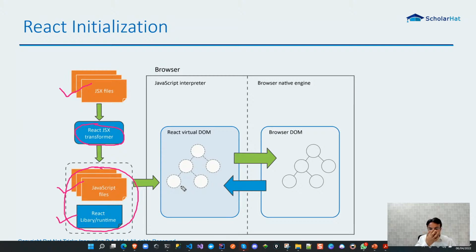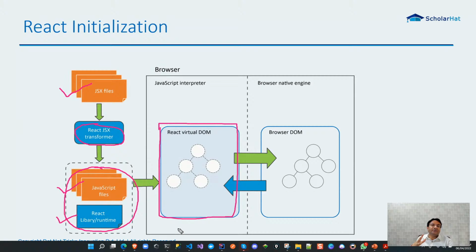In the browser, we have the browser memory. In the browser memory, it is going to create a React virtual DOM. This React virtual DOM is nothing but an in-memory representation of the actual DOM elements. So what is the actual DOM we have? The actual DOM is in the browser. Internally it creates an in-memory representation of that.